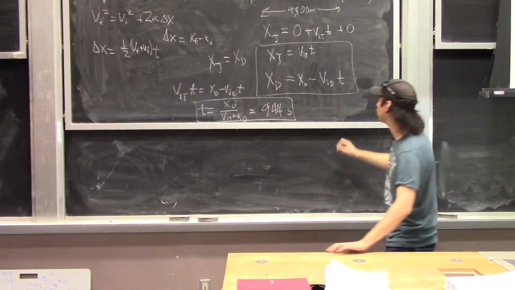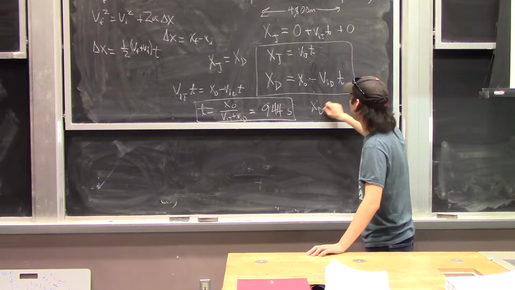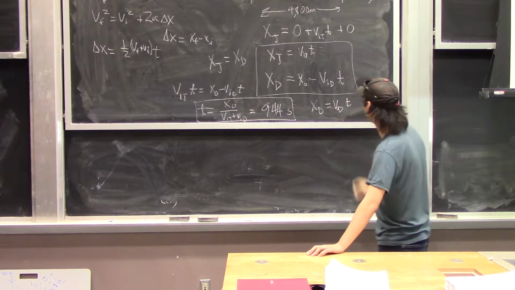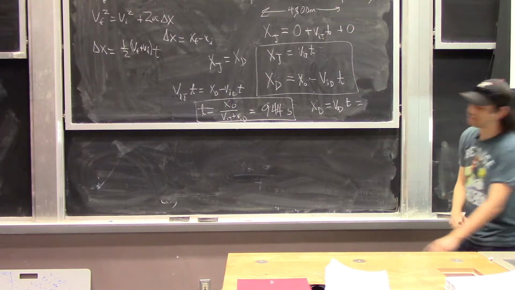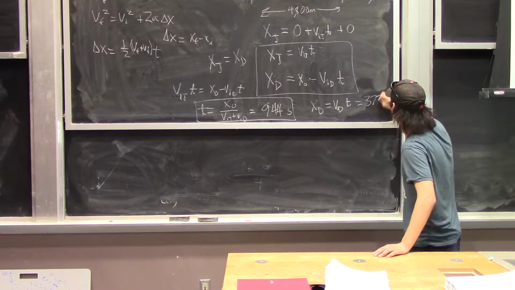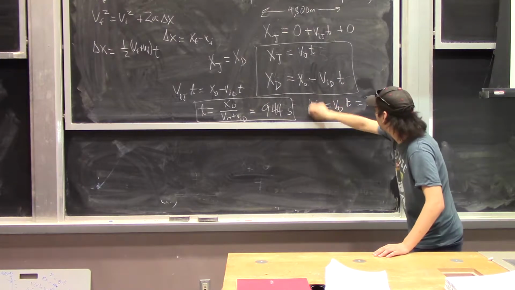And so the distance from David's apartment, because right now I'm measuring everything relative to Jimmy's apartment, I could write xd is going to be equal to v sub d times t. And when I plug this in, I end up finding that this is 377 meters. Okay?